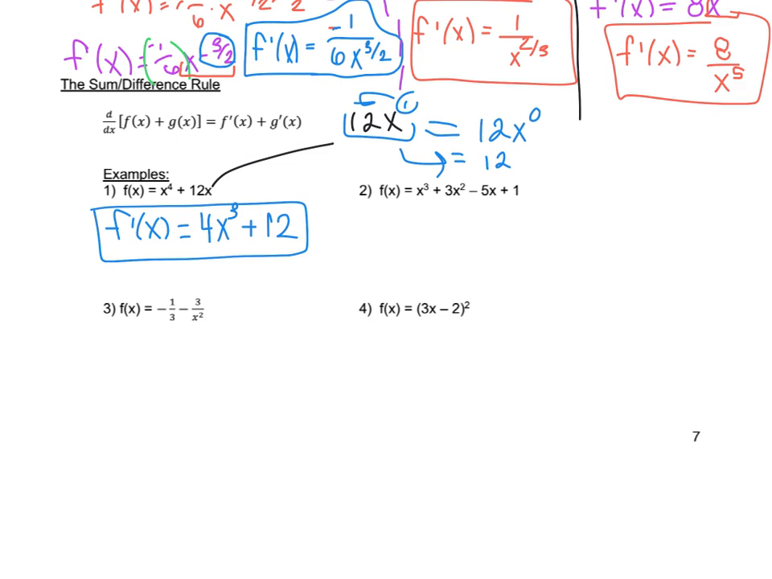Let's look at number 2. So we've got f of x, and then we've got several pieces. We've got x cubed, 3x squared, negative 5x, and 1. So what I just showed you here with this 12x and how its derivative is 12, think about 12x. What is that? If I isolated that as a function, y equals 12x, that's a line with a slope of 12, meaning its derivative or slope is always 12. Okay, now we'll move on to number 2. So the derivative of this, we just apply the power rule to each and every piece of it. So x cubed has a derivative of 3x squared.